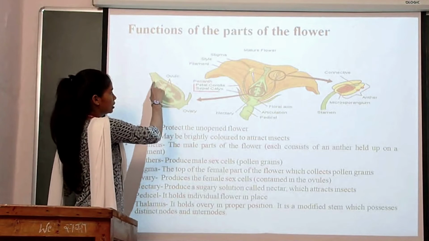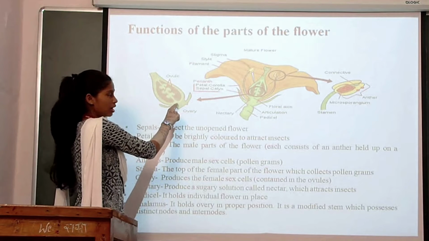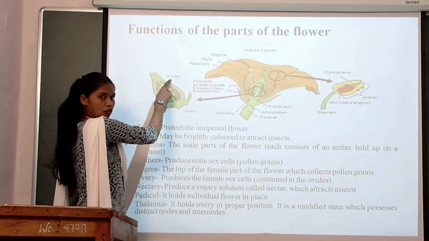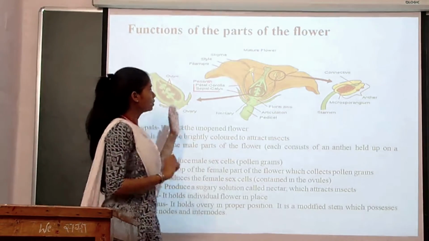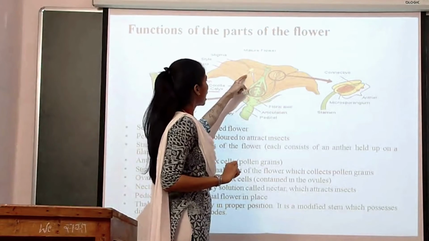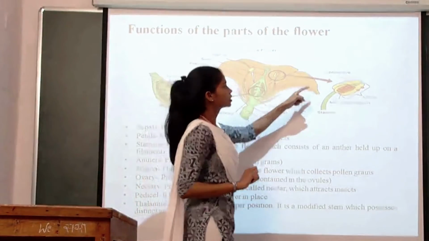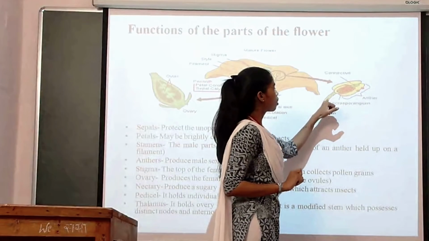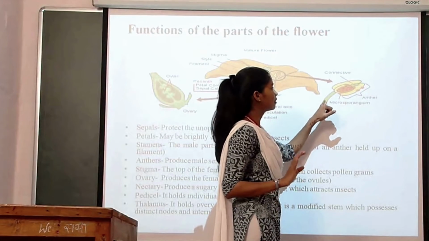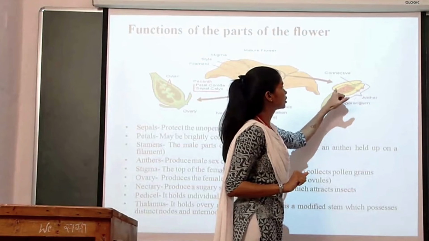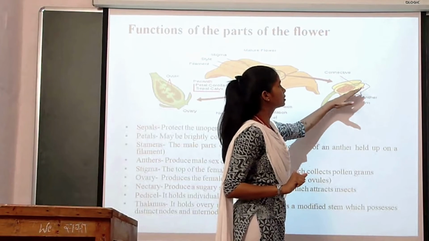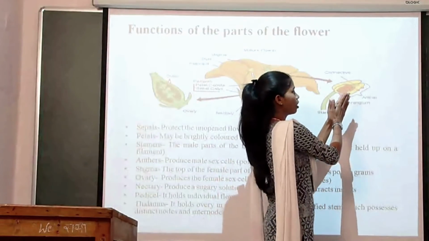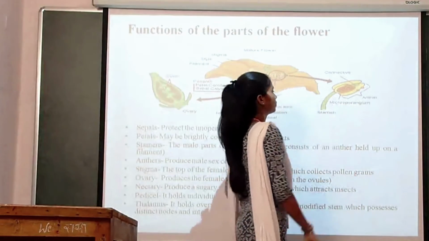Here you can see the basal swollen structure. This is known as ovary, and inside this is present ovule. Next, this is the androecium. You can see the zoom structure of androecium. Here, this is the stalk of that androecium, that is filament, and this is the structure of anther. This anther is a bilobed structure, and this anther is connected with the stamen.